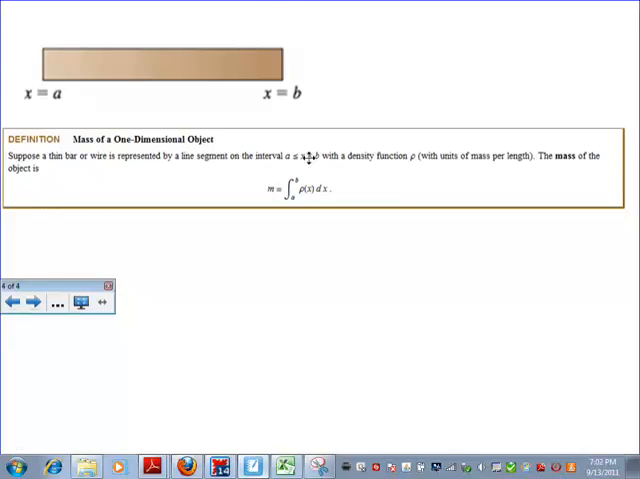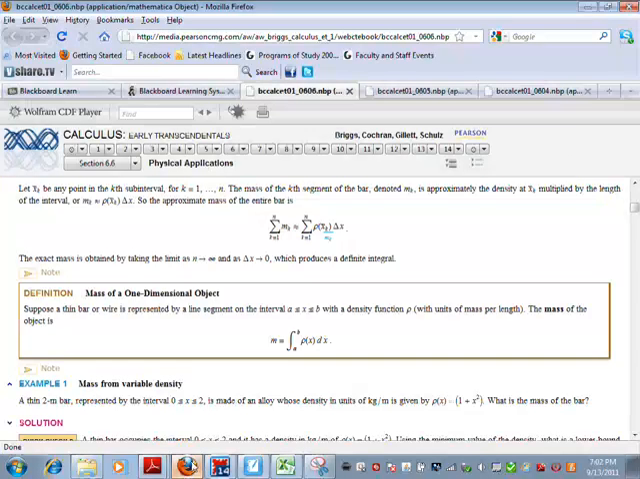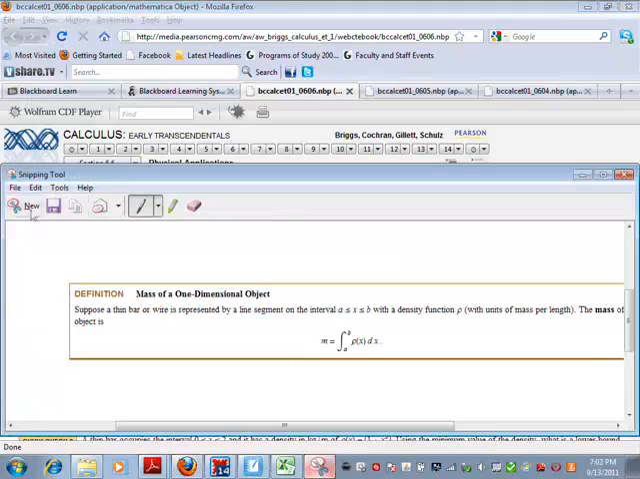But the idea is all the same: just breaking up the integral into pieces, calculating each piece, adding everything up, and then making the pieces as small as possible. Questions about this? Typical problem. A thin 2-meter bar represented by the interval 0 to 2 is made of an alloy whose density in units of kilogram per meter is given by 1 plus x squared. What's the mass? That's about as straightforward as it gets.